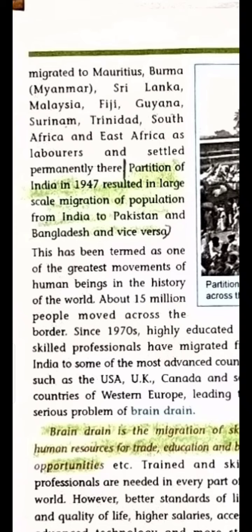Now, the partition of India in the year 1947 resulted in a large-scale migration of population from India to Pakistan and Bangladesh and vice versa. At that time, children, Bangladesh was East Pakistan, also belonging to Pakistan. So people were migrating from East Pakistan and Pakistan towards India, and people were leaving India for Pakistan and East Pakistan. So vice versa, people were coming and going.